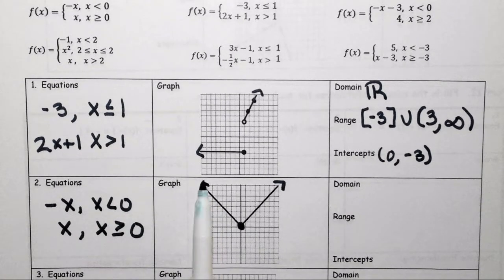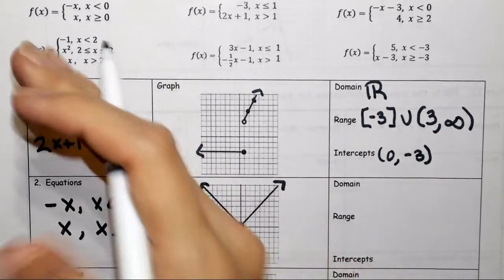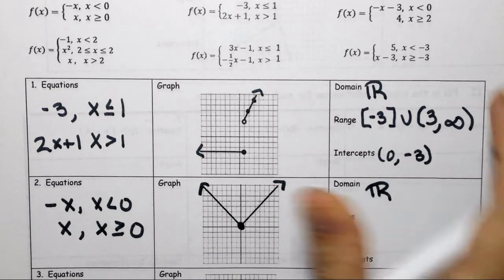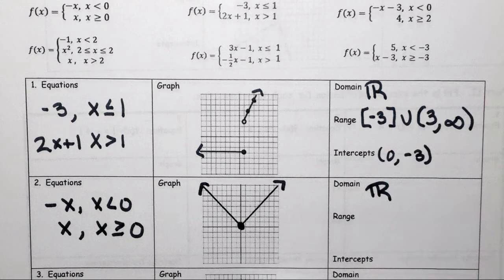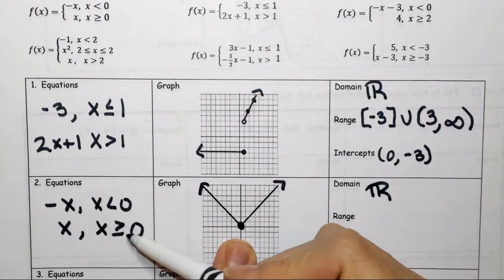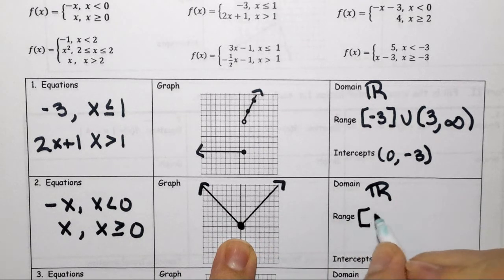Your domain is going to go from the left to the right, and again, I'm going left infinity, right infinity. That's going to give me all real numbers again. My range is going to go from the bottom of the graph to the top of the graph. I'm actually using the 0 because it got filled in on the second equation. So I'm going from 0 to infinity.